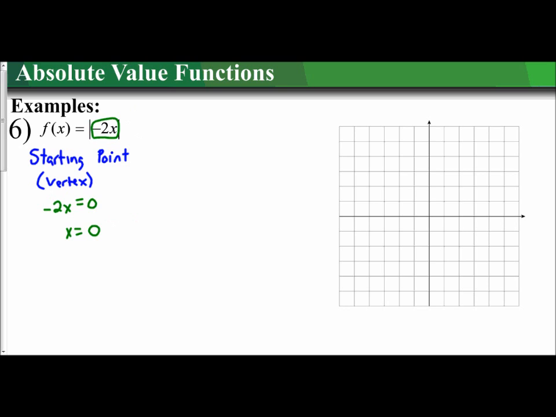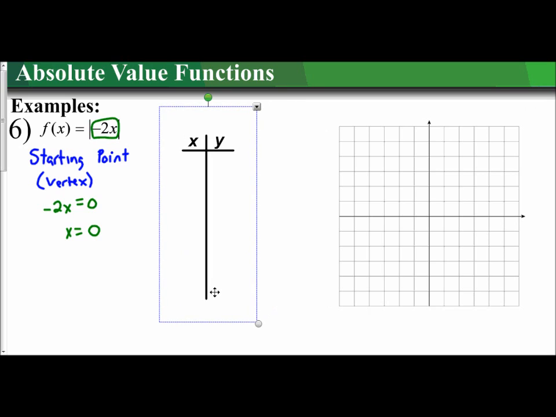And so from here, I create a table of values. I make my starting point, my vertex, the middle of that table. So I'm going to put 0 in the middle. I'm going to do two values greater than 0, so 1 and 2, and two values less than 0, which are negative 1 and negative 2.